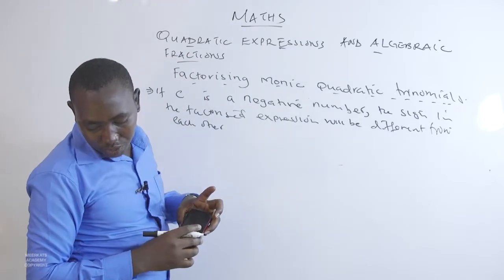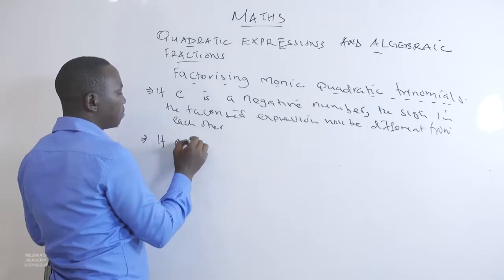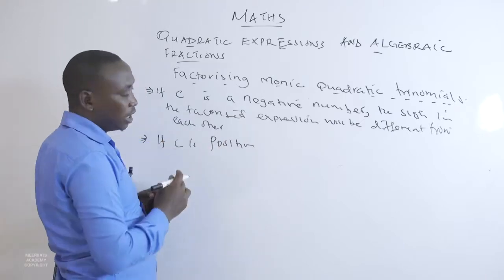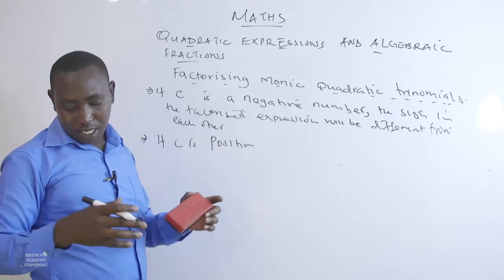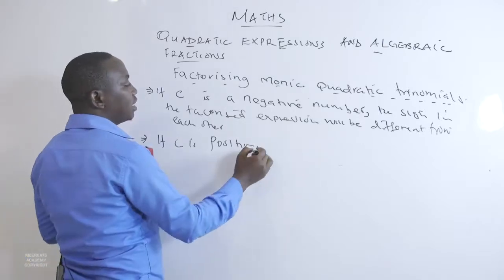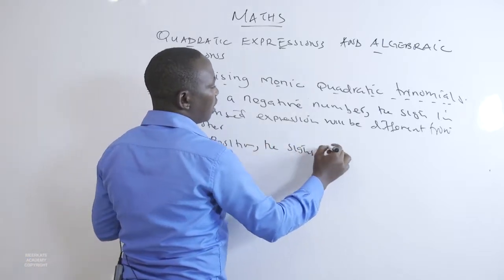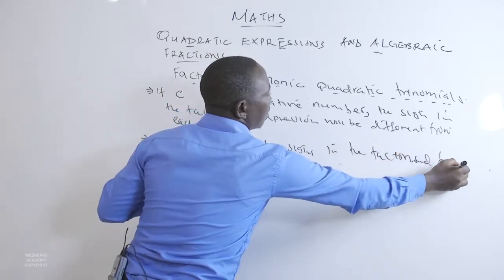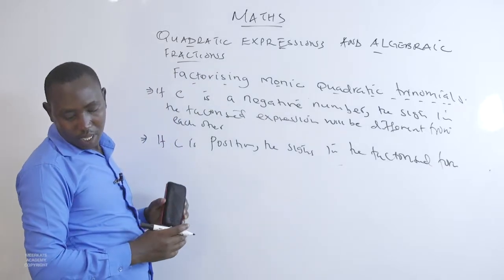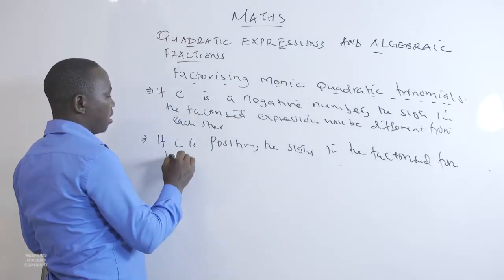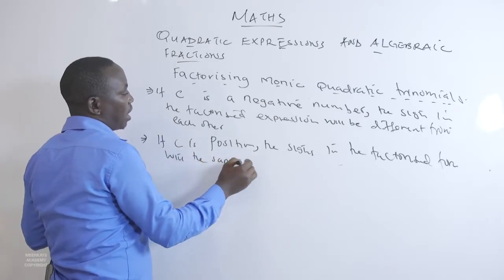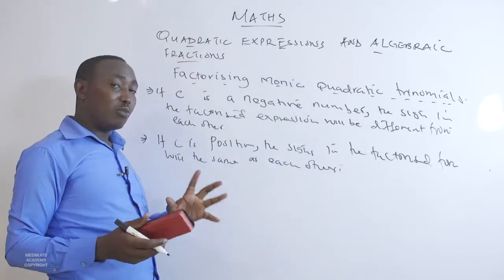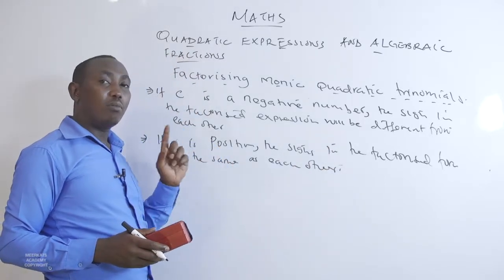What if c is positive? Now when c is positive, I said earlier that it can go two ways. The signs in the factorized form will be the same as each other. Same in the sense that both of them are either going to be positive or both of them are going to be negative.